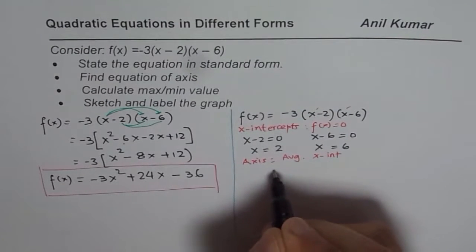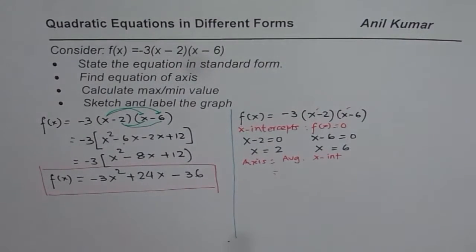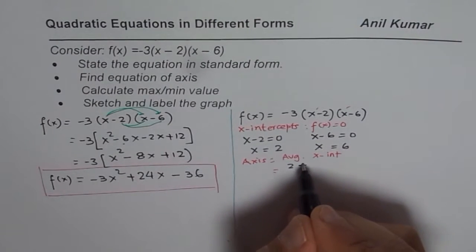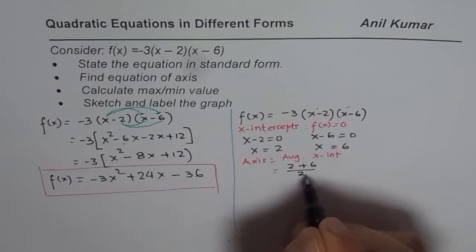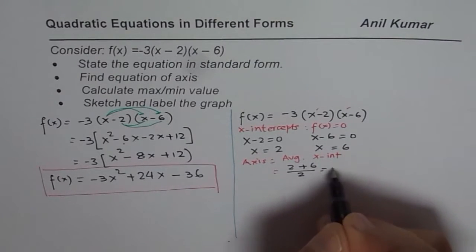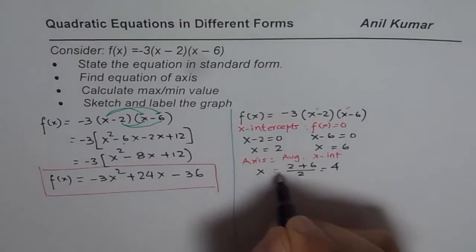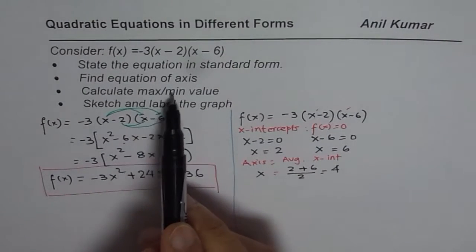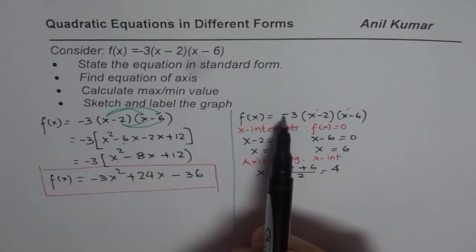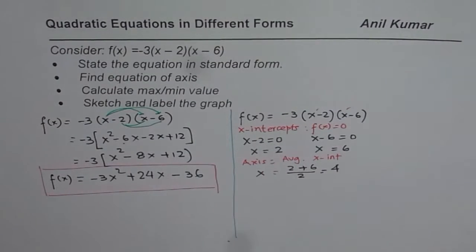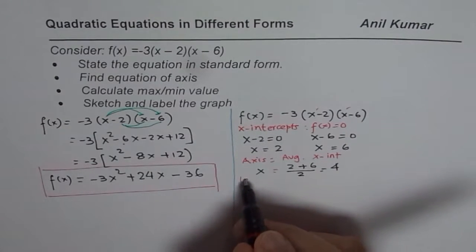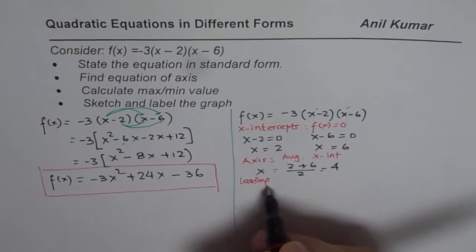Average of x-intercepts, that is to say, we'll add them up and divide by 2. So it is 2 plus 6 divided by 2. 2 plus 6 is 8, 8 divided by 2 is 4. So we say x equals 4 is the axis. Now the maximum or minimum value. We analyze the leading coefficient, right? So it is called the leading coefficient.